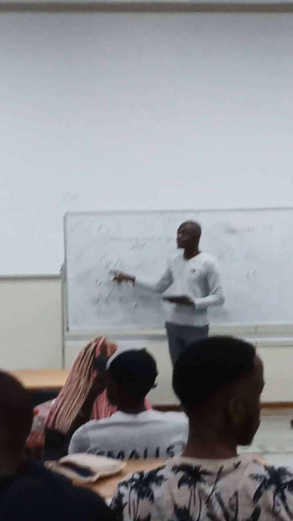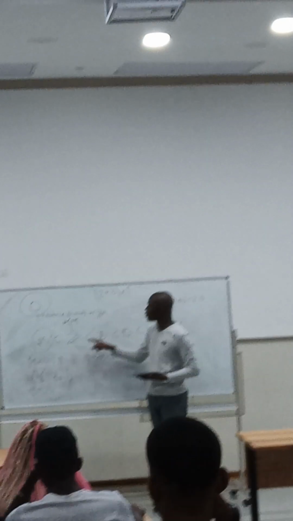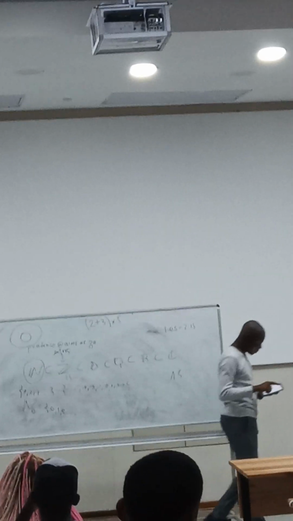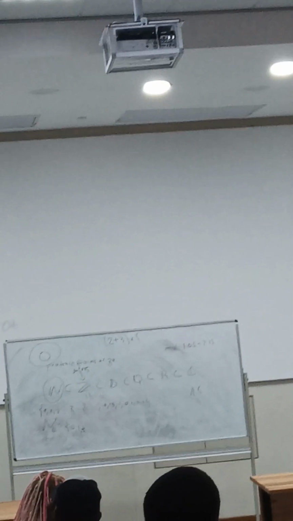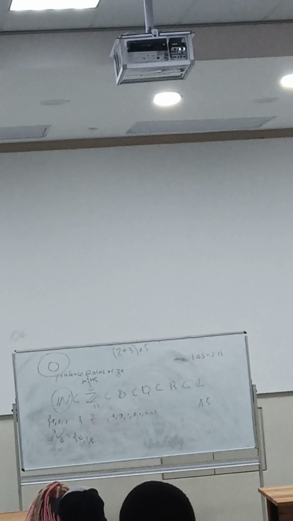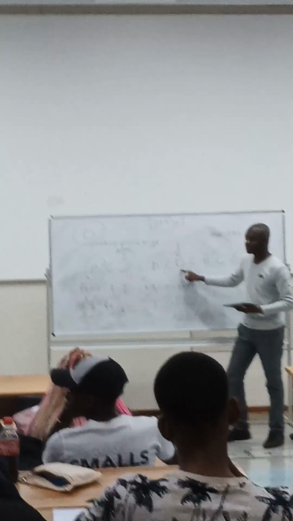So what we have here is the positive integers, the natural integers, then the whole integers, and then the whole integers are a subset of decimal numbers. Okay? Any questions so far? Any question? Okay.